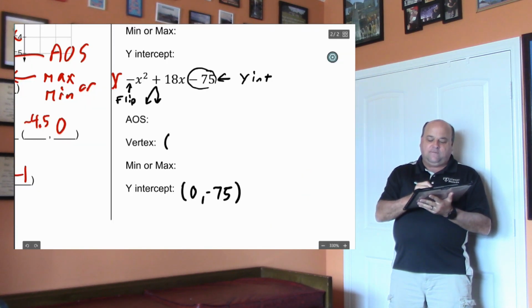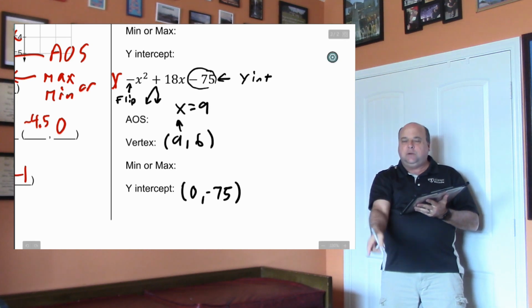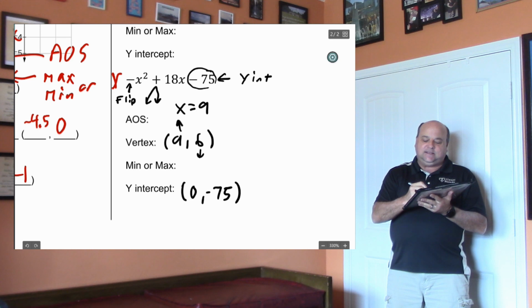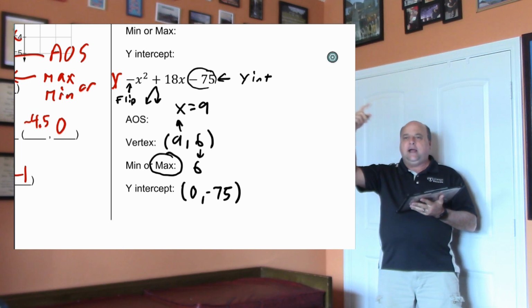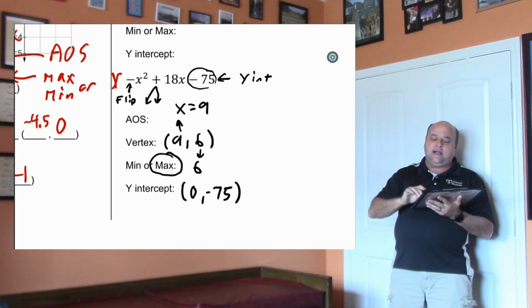So I'm going to go over here. My vertex is 9, comma 6. The 9 is going to be my axis of symmetry. That's the line that splits the parabola in half. And that 6 is going to be the max or the min. And on this one, it's the max. So the vertex gives you your axis of symmetry and it gives you the max or min.